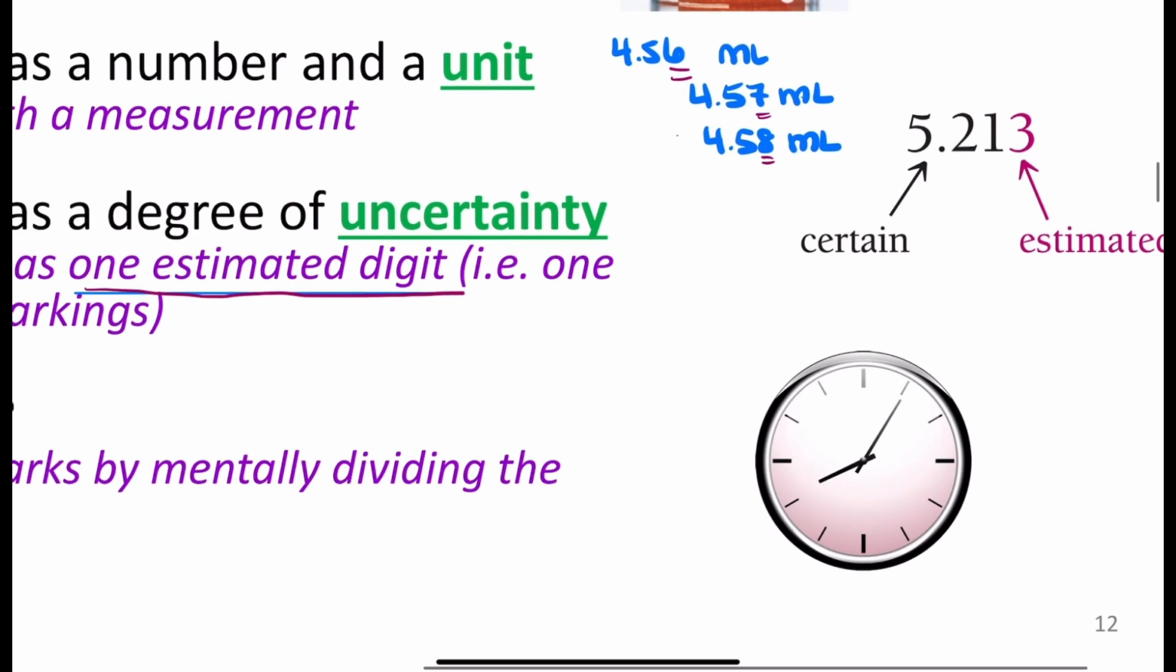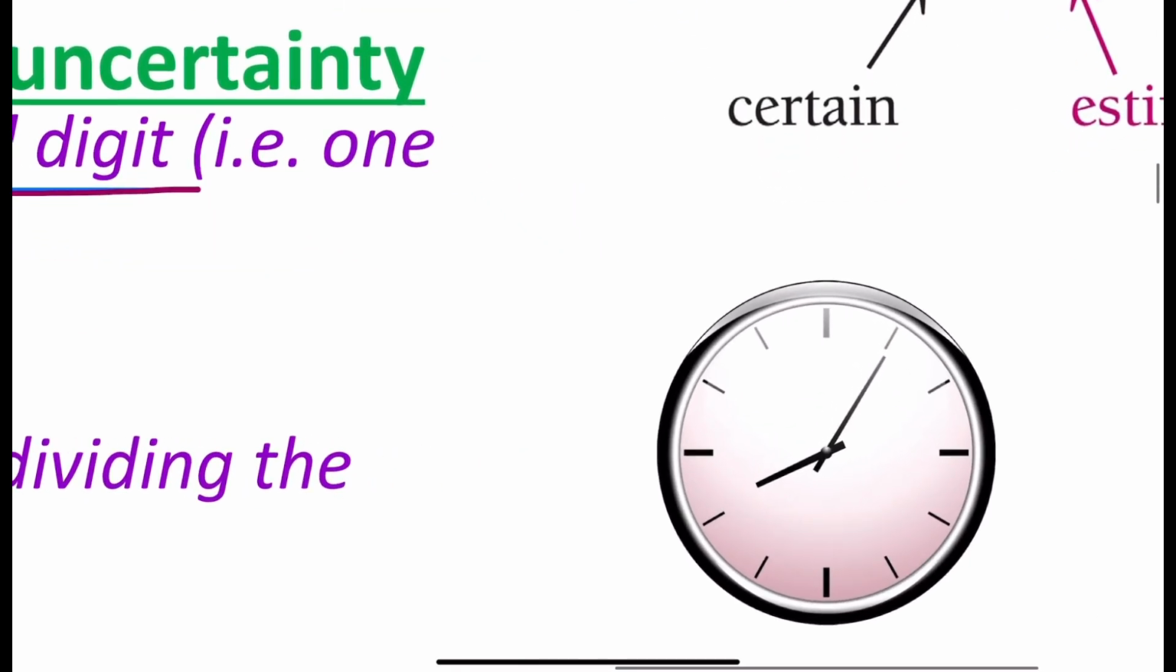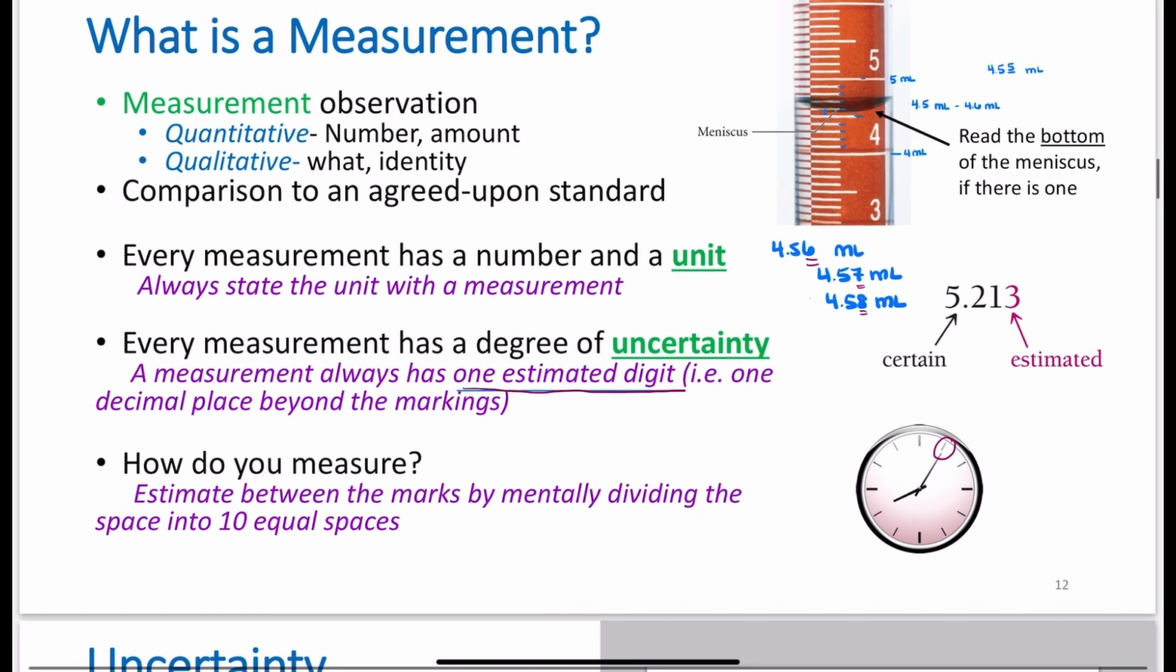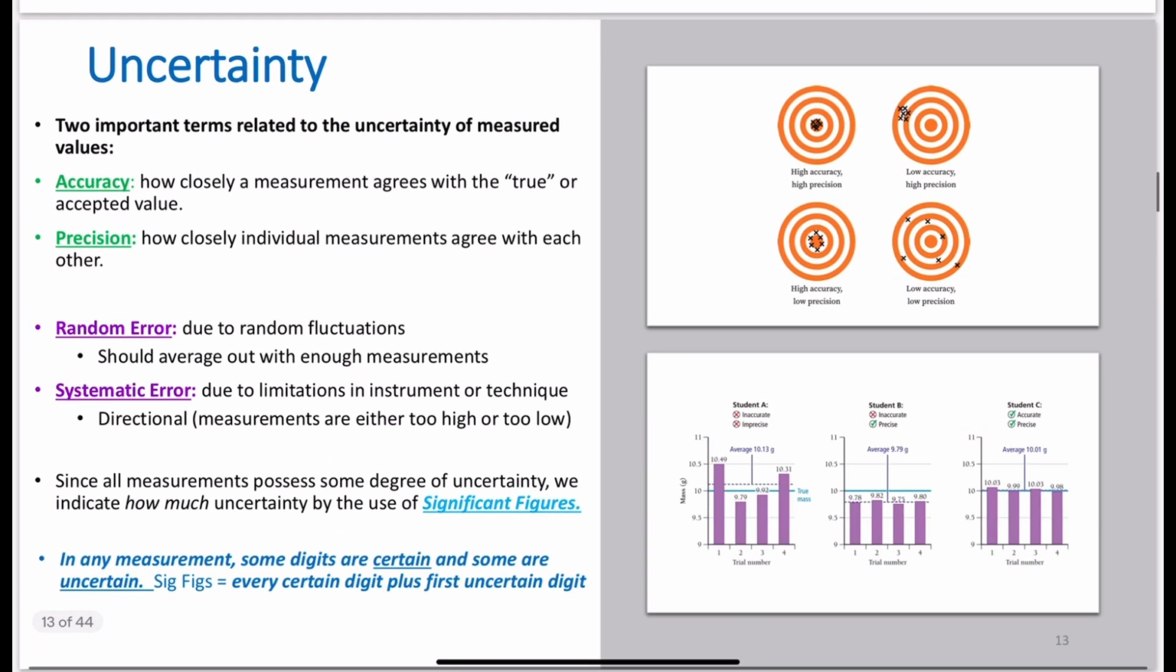Same thing happens on the clock. We can all say with fair confidence that this is just past that 5 mark. Most of us would still say 8:05, but if asked the seconds, we would say 8:05, you know, with maybe 10 seconds after, something like that. So all measurements do have a degree of uncertainty.